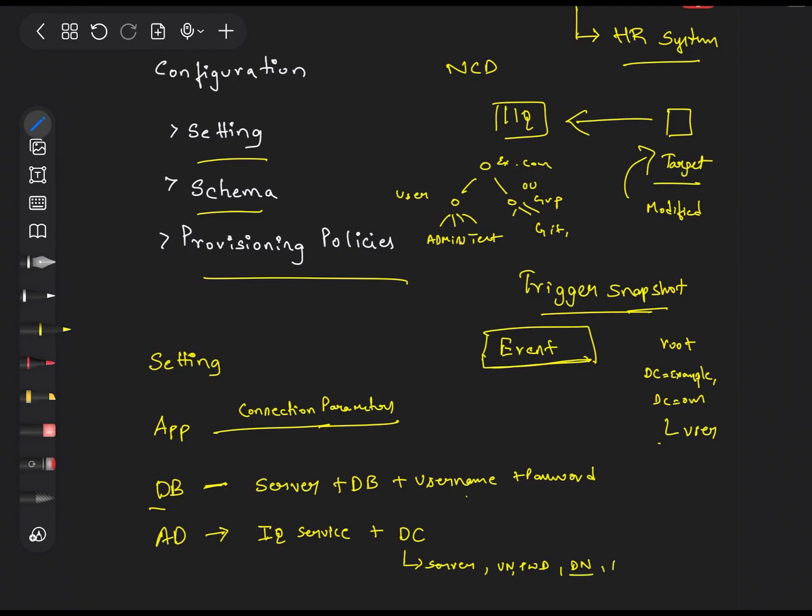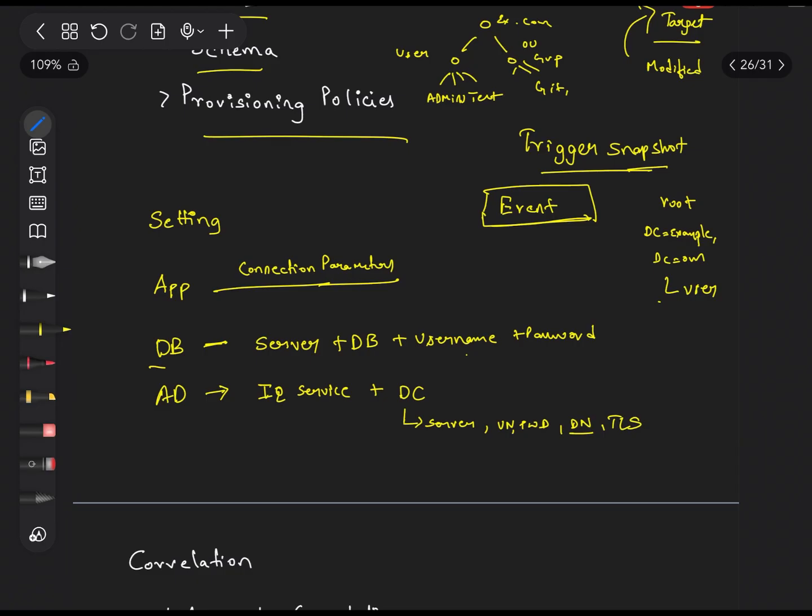And you can enable TLS. Usually SailPoint recommends TLS enabled. So for Active Directory these are the things required. Again for LDAP, like for any application as I mentioned, you need the server, username, and password. These are the common things.